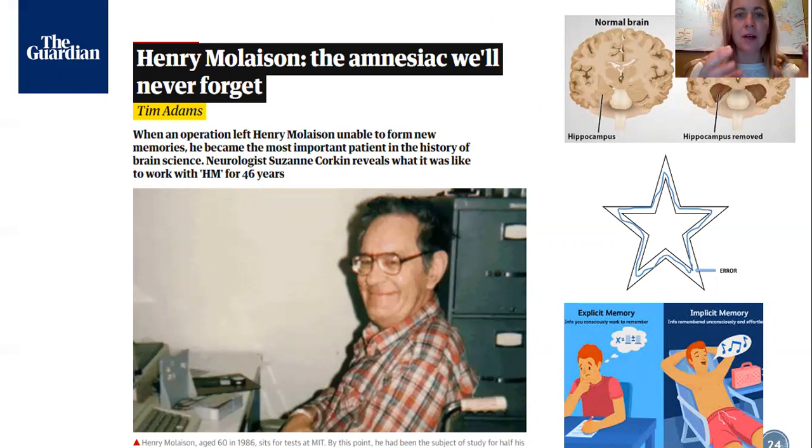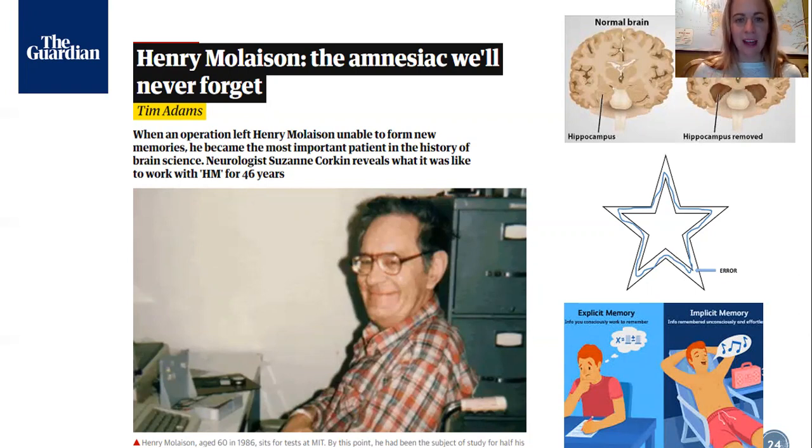He couldn't remember that new information, although he could remember new skills. And by studying him, we've really come to understand that these two systems of explicit memory and implicit memory rely on different parts of the brain. So an example of something that he could do, an implicit task, was a mirror drawing. You can try this at home and see how well or how poorly you do.